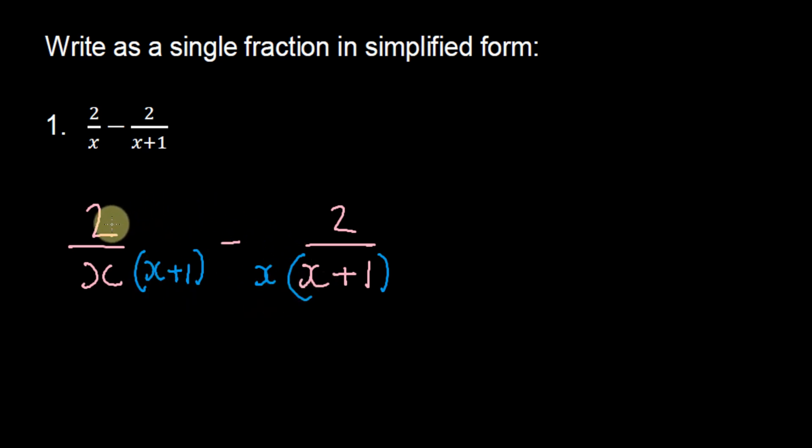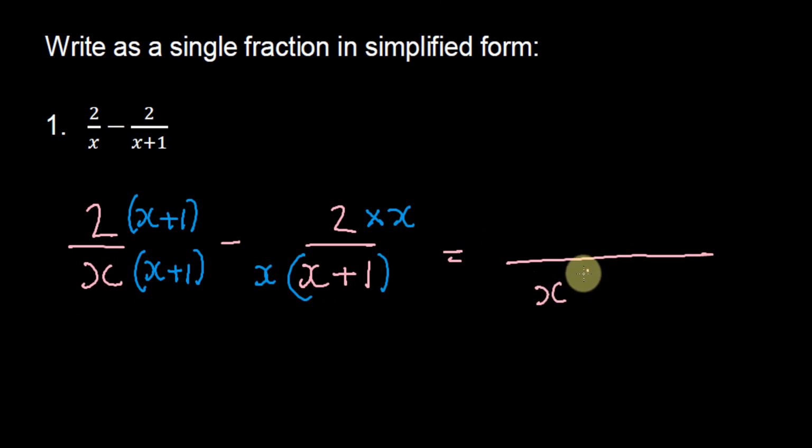But of course, we also have to multiply the numerators. So the 2 here, we have to multiply by x plus 1 as well. And the 2 over here by x. So the denominators are the same, and we can write everything over one denominator. In the numerator here, we're going to have 2 into x plus 1 minus 2 times x, of course, is 2x.